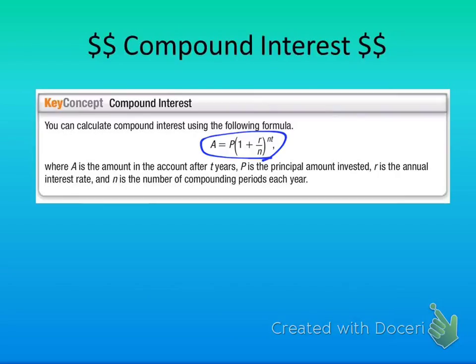Which part, Sam? NT, right here, the exponent. Yes, N times T. We multiply it, and that's the power.